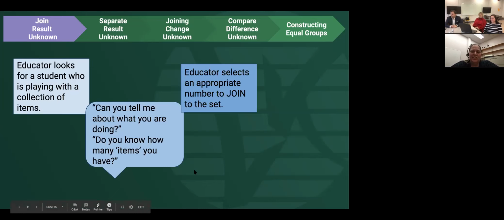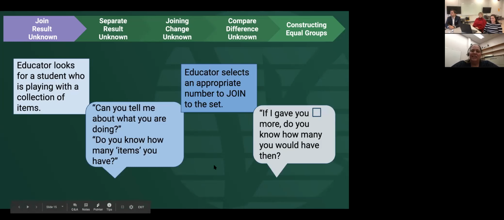Then the educator has a decision to make. They have to select an appropriate number to join to the set. So they're going to be thinking about who the child is and a number that they think they might be able to handle. They might say something like, if I gave you 2 more cheetahs, do you know how many you would have then? You're going to give them a number and ask if they would know how many they would have if they joined 2 more to that set.